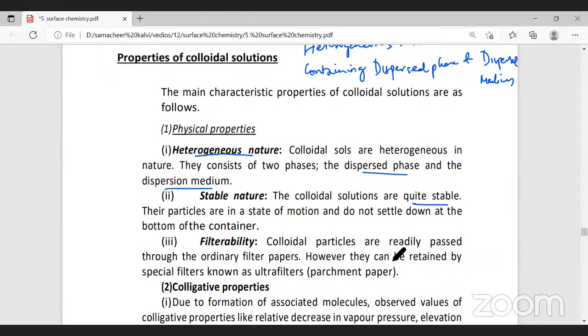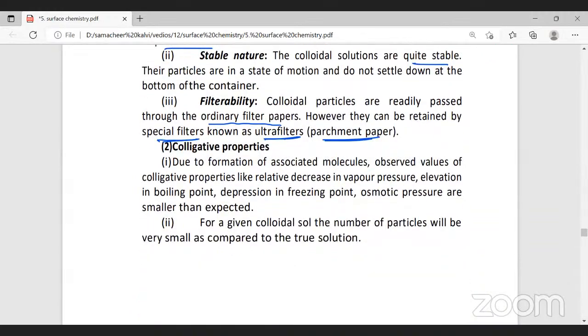Filterability. Colloidal particles readily pass through ordinary filter paper, because the pore size of ordinary filter paper is larger. It's in micrometers, while colloids are in nanometers. Therefore, colloids can easily pass through ordinary filter paper. But they can be retained by special filters known as ultrafilters, otherwise called parchment paper bag. Now, these are physical properties: nature, heterogeneous, stability, and filterability.